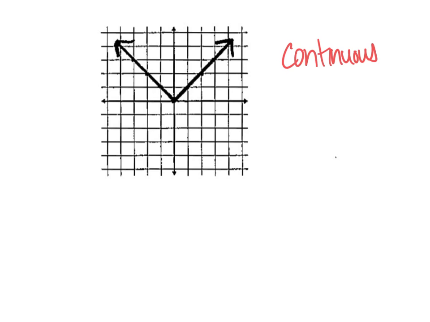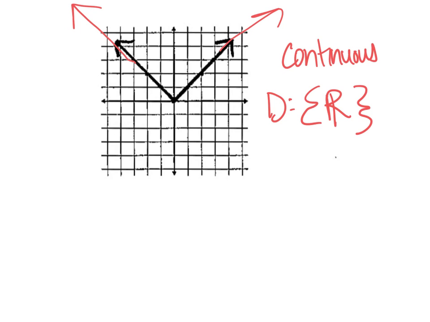So since this is continuous, tell me now, the domain. What numbers are included in the domain? All real numbers. You're right. All real numbers are included in the domain, because it's going to go forever positive numbers, forever negative numbers, like that.